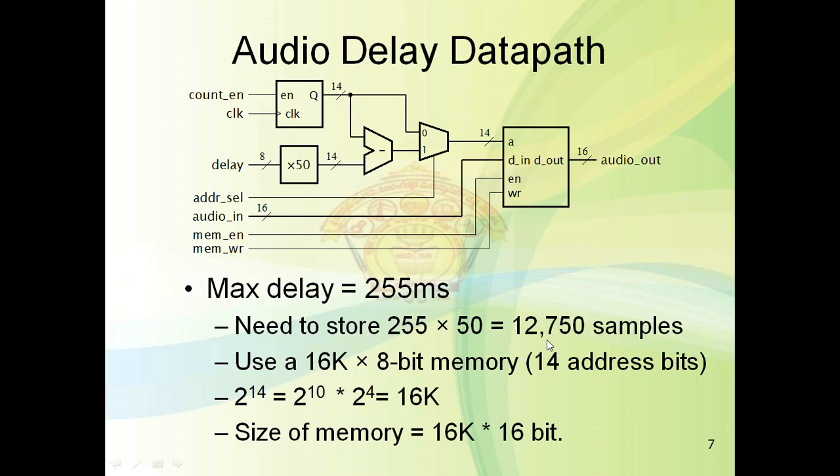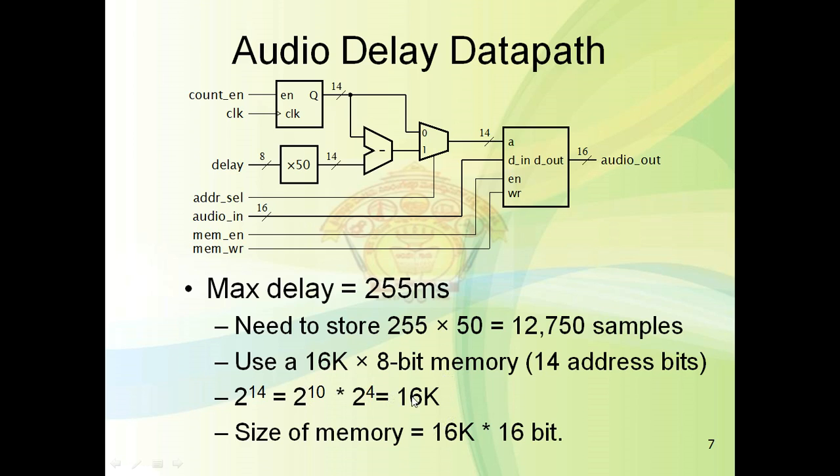If we take 2 raised to 13, it will be less than this, so if we take 2 raised to 14, then you will get the required memory size. So 2 raised to 14 is equal to 2 raised to 10 into 2 raised to 4, and 2 raised to 4 means 16, so 16k into 8-bit.